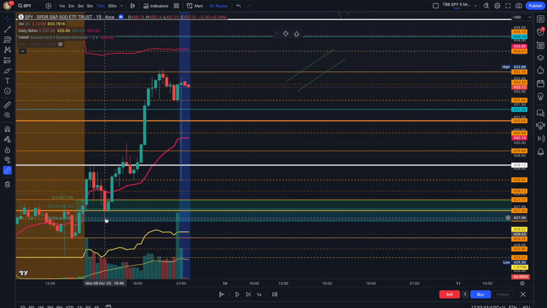You know, it's 427, 435, 5.5 points. 5.5 points on one contract, that's £550. 10 contracts, 5.5k. So that just shows you the power of the retracement tool.